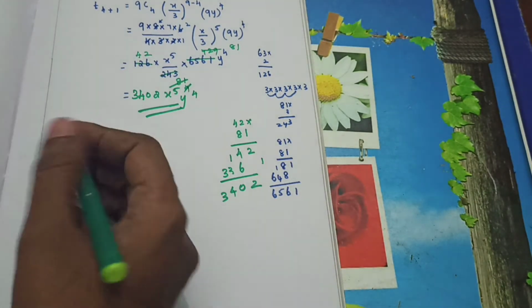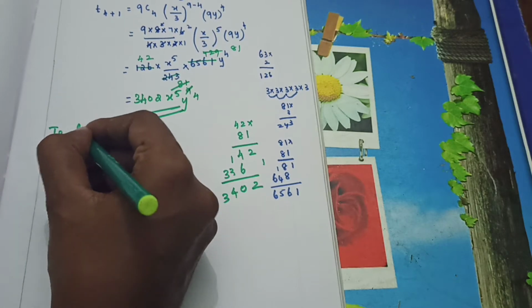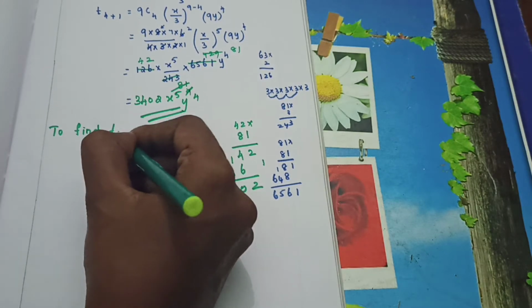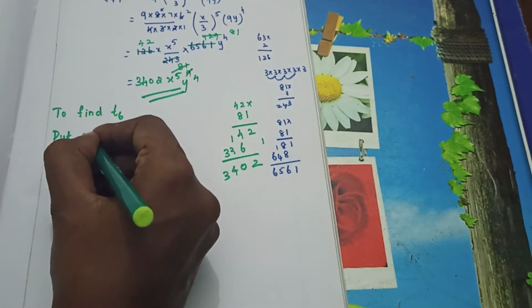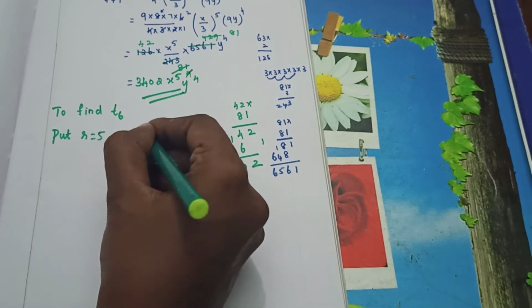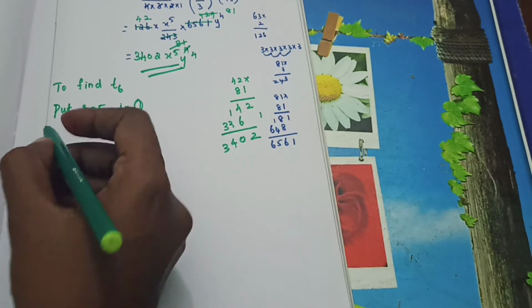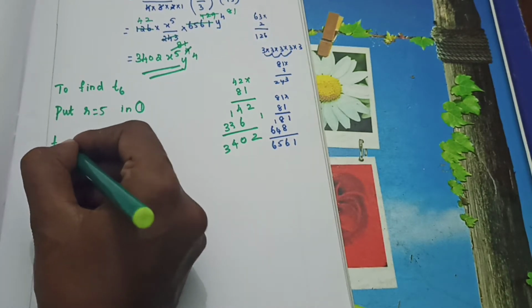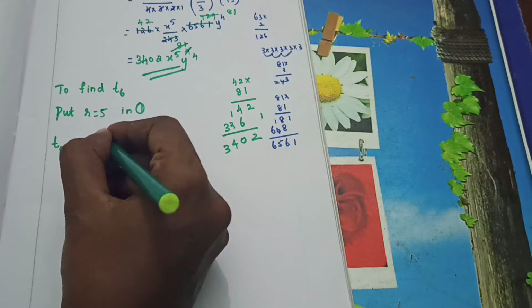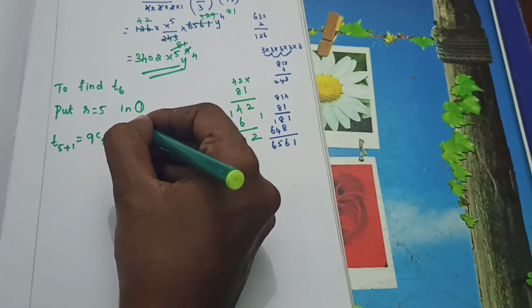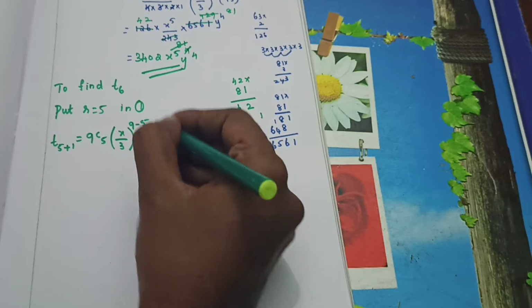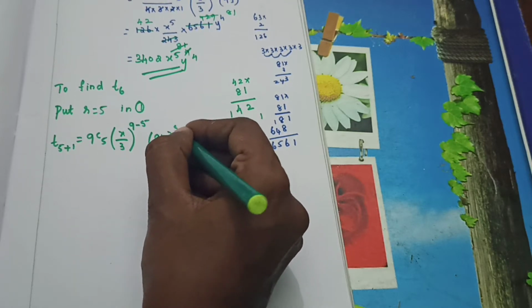Another answer we need to find is T6 also. Is it right? So to find T6, for that, what's the value we will put for r? Put r equal to 5 in 1. Now put r equal to 5 in 1. So T5 plus 1 is equal to 9C5 x by 3 the whole power 9 minus r, r value 5, 9y the whole power 5.